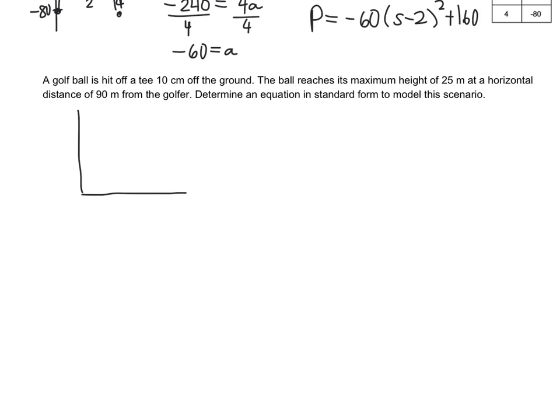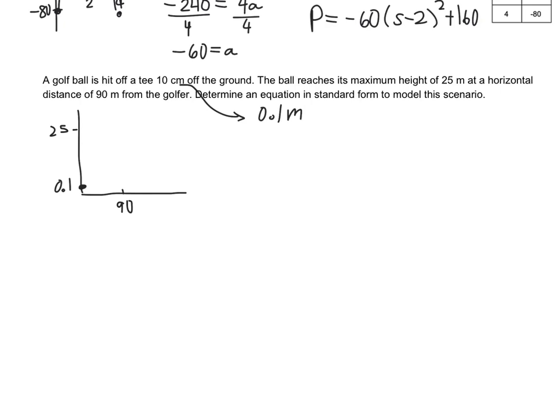All right, so we are told that the ball is hit off a tee that is 10 centimeters off the ground. If you notice, all the other dimensions are given in meters, so we should probably rewrite that 10 centimeters in meters, which is 0.1 meters, because 1 meter is 100 centimeters. Okay, so here is our y-intercept, 0.1 for when the ball was hit off the tee at the very beginning. And now the maximum height is 25 meters, and it occurs 90 meters away.